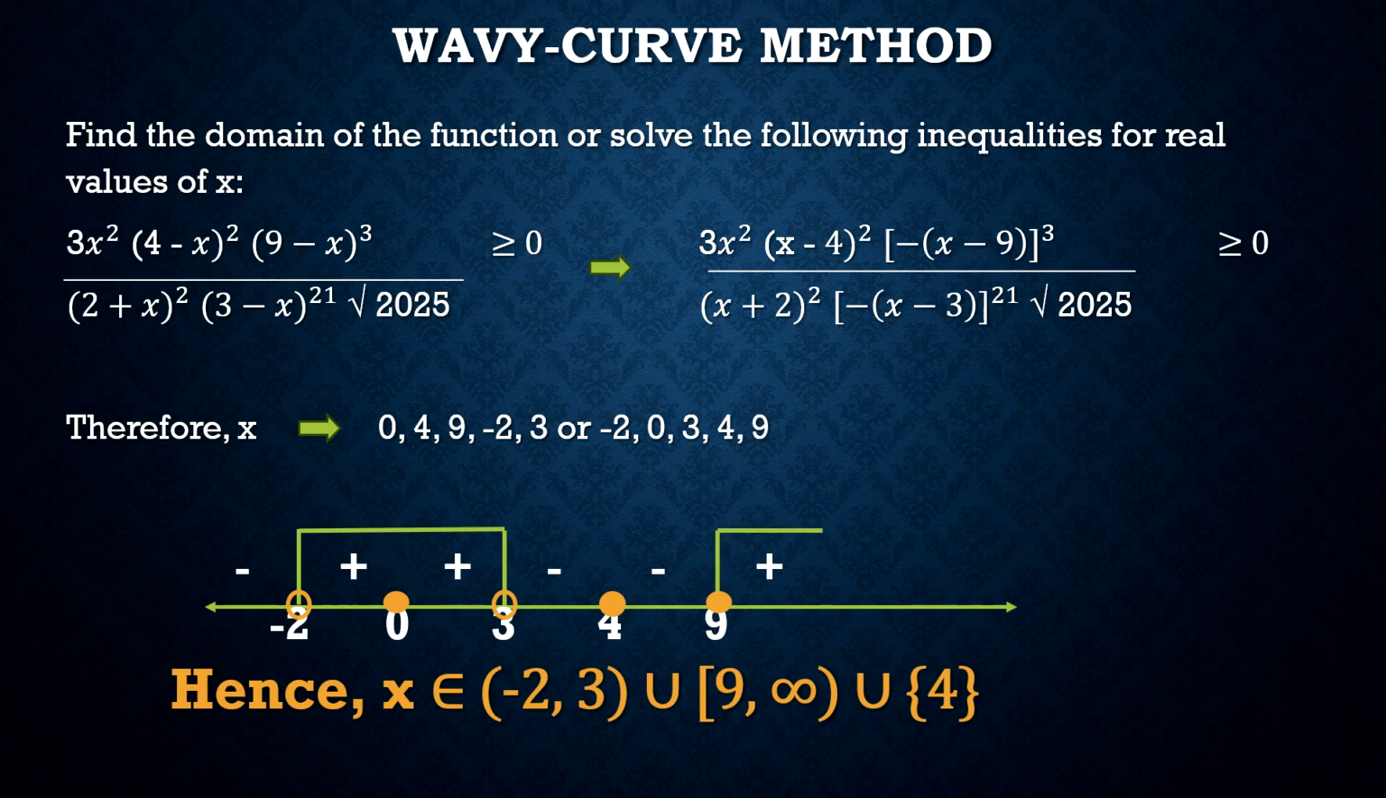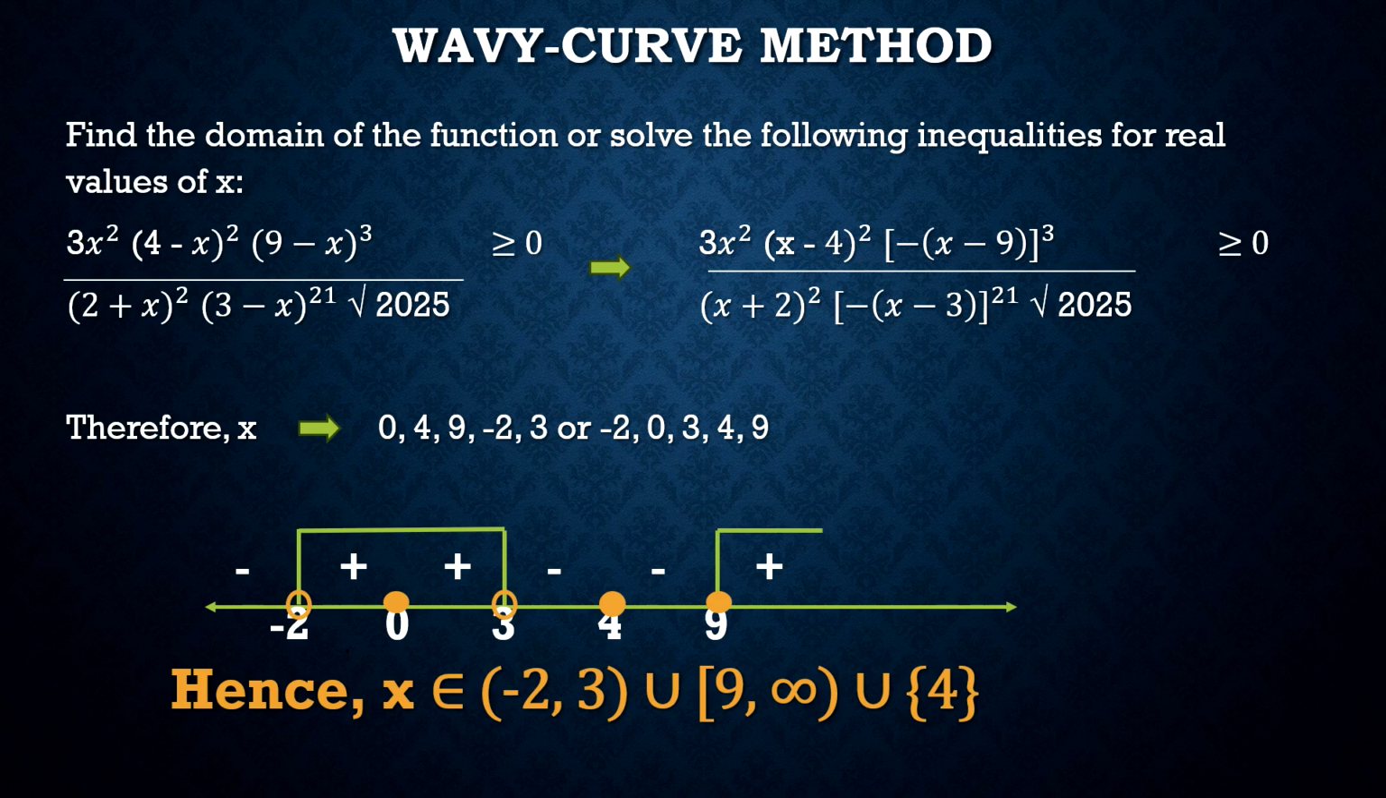Now we will consider an example for the wavy curve method. Again, I am repeating, it's a very important method and used many a times, asked many a times in JEE. Find the domain of the function or solve the given inequality for real values of x. So the inequality given to us is 3x square into 4 minus x whole square into 9 minus x whole cube upon 2 plus x whole square, 3 minus x raised to 21 root of 2025.